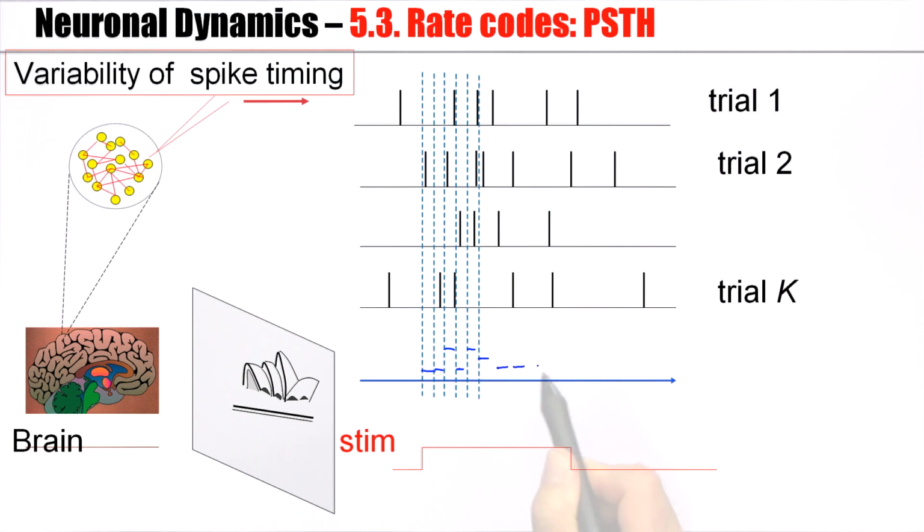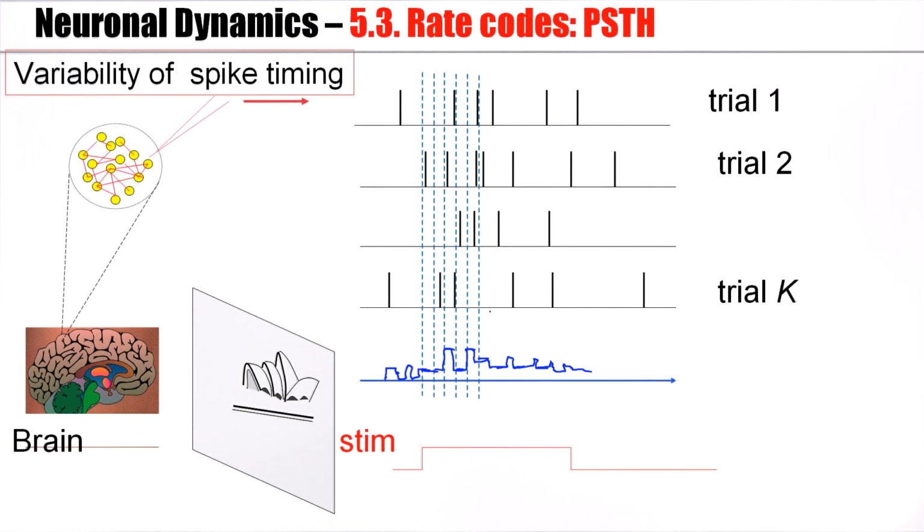And so you can imagine that overall, this gives a time-dependent response. This is the PSTH, the peristimulus time histogram. The histogram can start slightly before the stimulus. So we would have a few spikes before the stimulus starts.